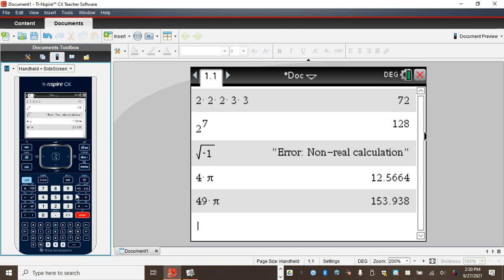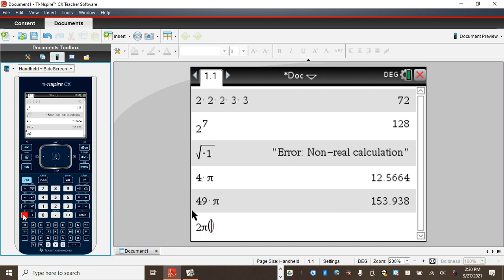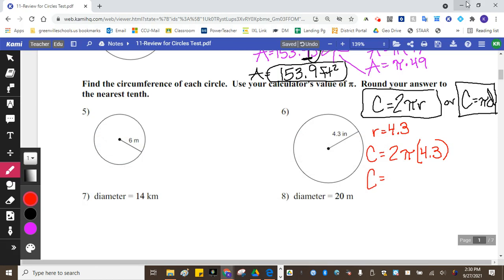2 pi, 4.3. It says round to the nearest tenth. So is it going to stay at 0 or go up to a 1? Stay at 0. So 27.0.